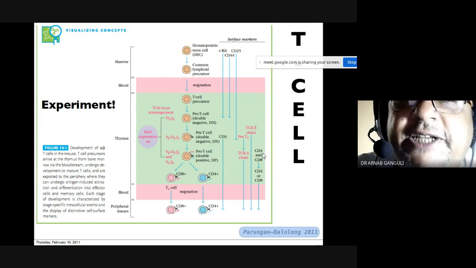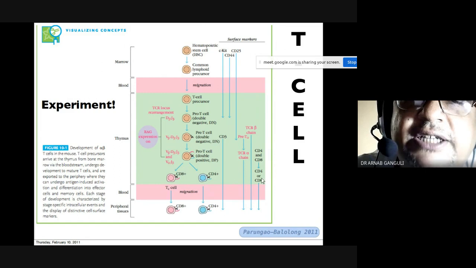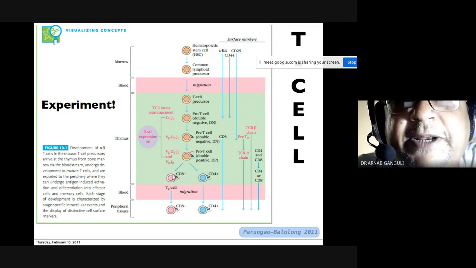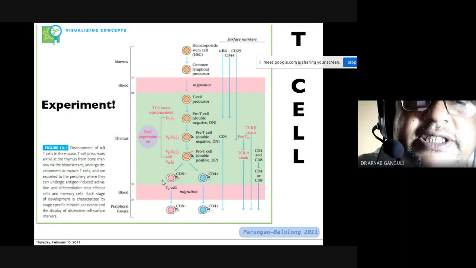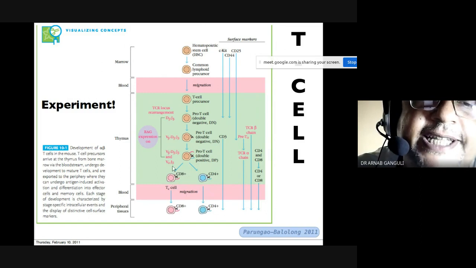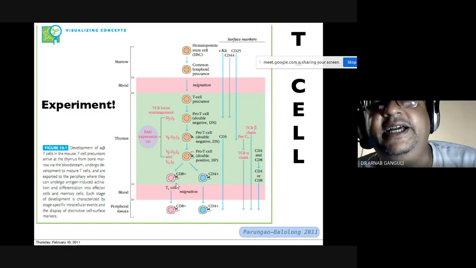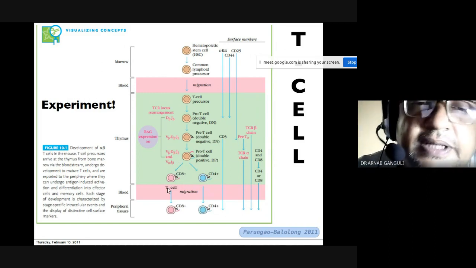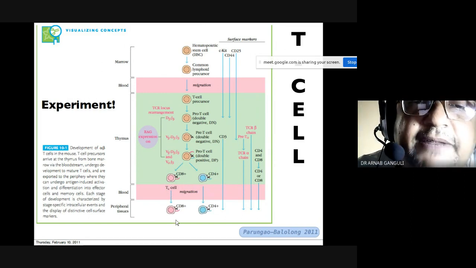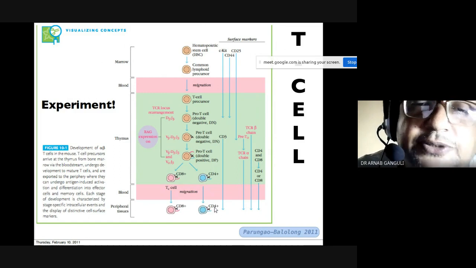At this point, CD4 and CD8 are expressed and separated. Once cytotoxic T cells form, they will form the CD8 and the other will form the CD4. This takes place in the thymus. Then the T cell migrates to the peripheral tissue and the helper also migrates.